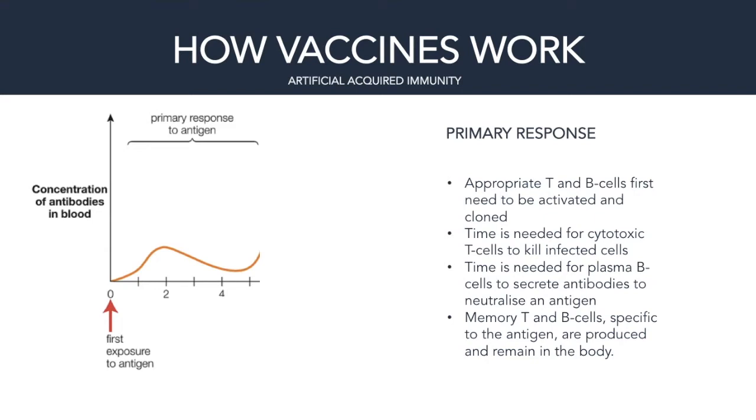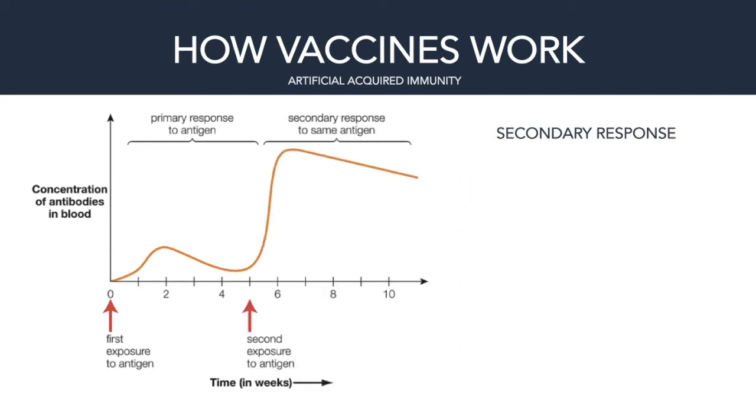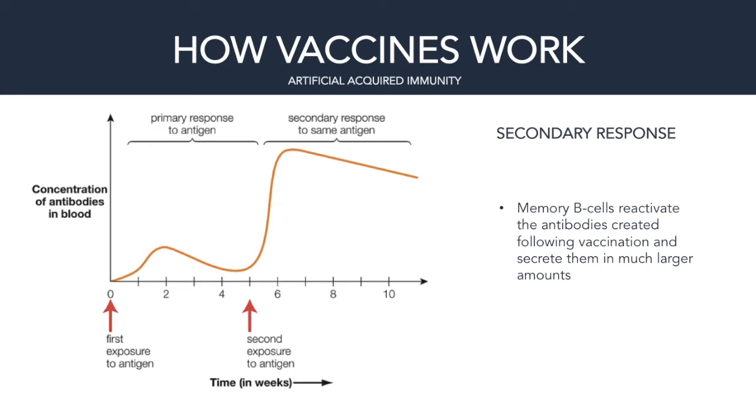Therefore, if the same antigen re-enters, a secondary response can be initiated, where memory B cells will reactivate the antibodies created following vaccination and secrete them in much larger amounts. This results in a faster, longer-lasting response when in contact with the real pathogen.